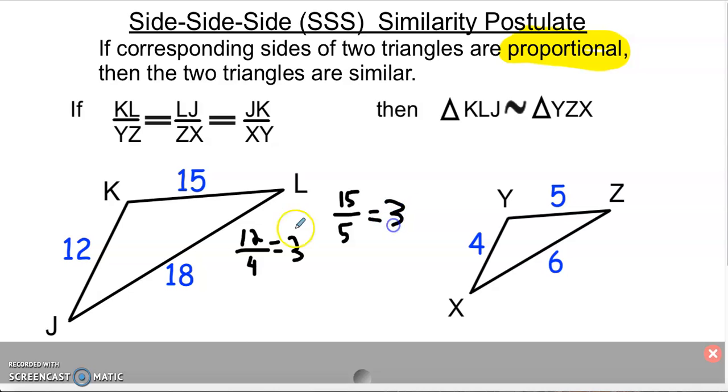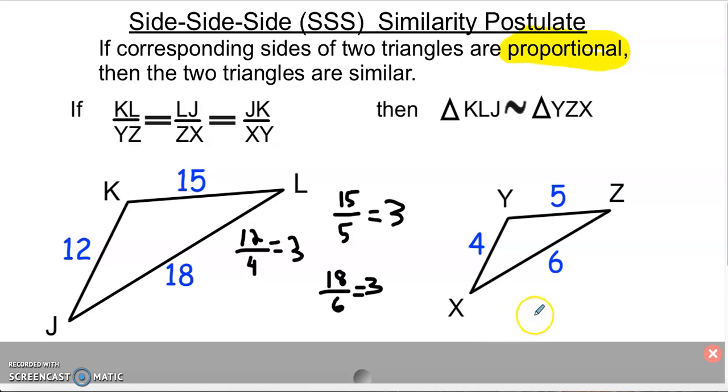And then I'm going to take a look at the longest side on the triangle on the left, triangle JKL, and that's 18. And I'm going to compare that to the longest side on the triangle on the right, triangle XYZ, which is 6. And that reduces to 3 as well. So in this case, the two triangles are going to be similar to each other because the sides are proportional. They're not congruent, but the sides are in proportion with each other, reducing to a scale factor of 3.